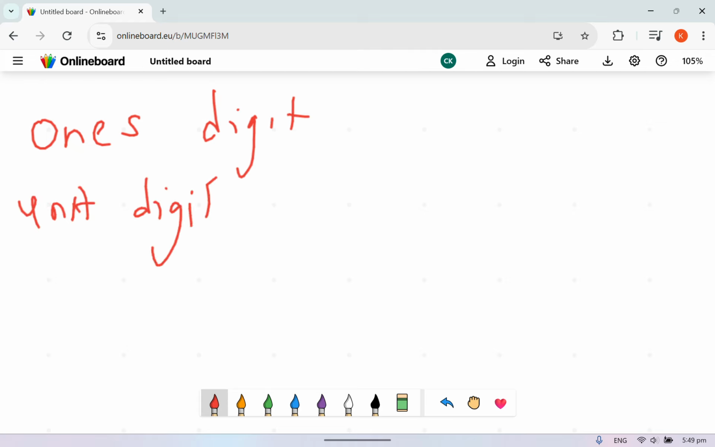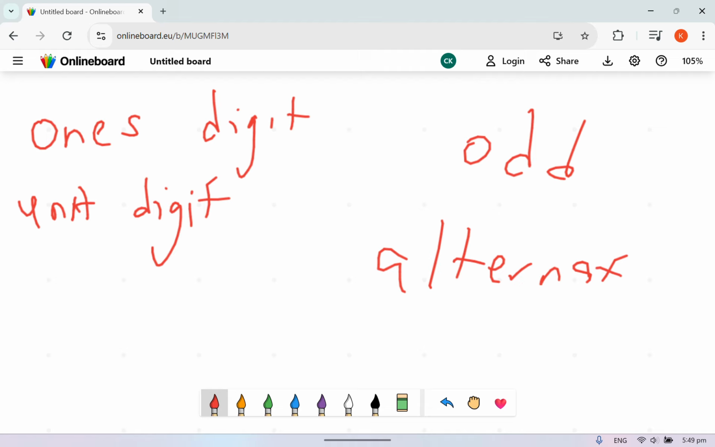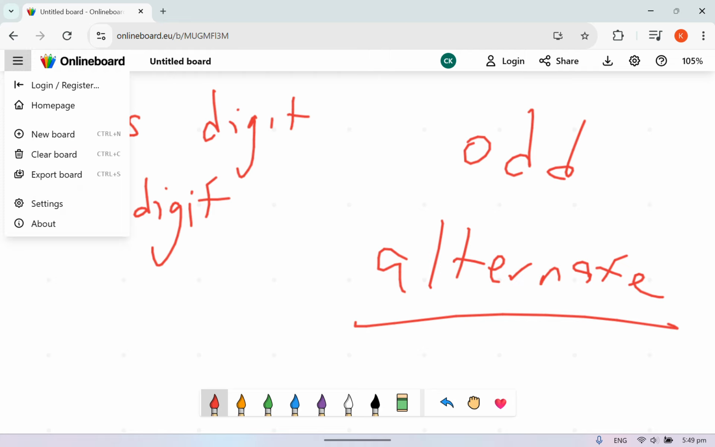Quick recap. You have a random number. Remember the ones digit or the unit digit is always odd. And then you go on from there and alternate. So then you take out all the odds together, you sum it out. Take out all the evens together, sum it out, and then take the entire value of odd minus the entire value of even. Now let's explain why.